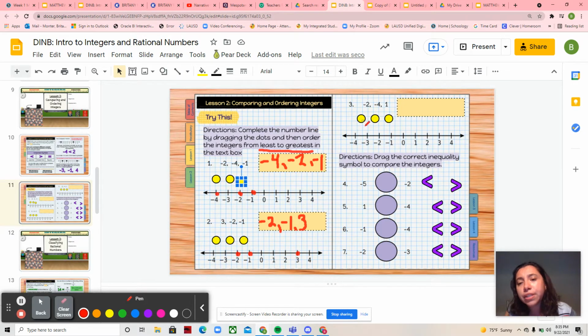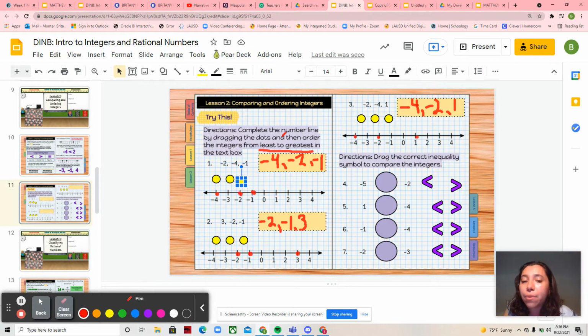Number 3, we do the same. We plot the same, so -2 would be there, -4, and then 1. Then we list it here. It's going to be -4, -2, and 1. Then I think that's the same answer for these two. Okay, for 1 and 3 it's basically the same, right?